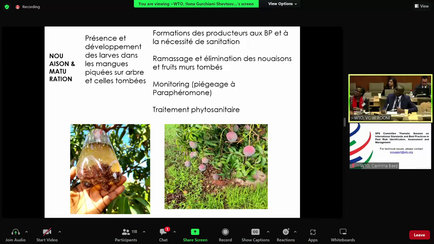Lors de la nouaison et de la maturation de la mangue, il y a la présence et le développement des larves, les mouches de fruits, sur arbres et même sur les fruits tombés. Ce sont des risques. Comme mesure de gestion, il y a la formation des producteurs aux bonnes pratiques et la nécessité de l'assainissement, le ramassage et l'élimination des fruits mûrs tombés, parce que l'expérience a montré que ce sont ces fruits qui sont le refuge et le facteur qui multiplie les mouches de fruits au niveau des vergers. Également, le monitoring est conseillé à ce niveau : le piégeage à paraphéromones a fait d'excellents résultats en Afrique de l'Ouest, ainsi que des traitements phytosanitaires. À tous les niveaux, on identifie le risque et on propose une mesure de gestion.